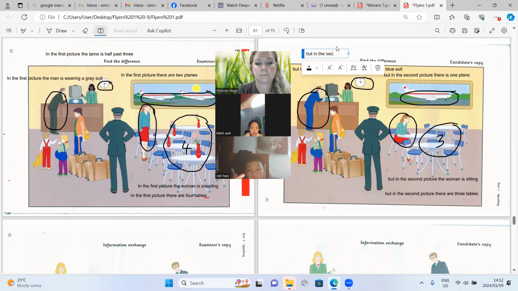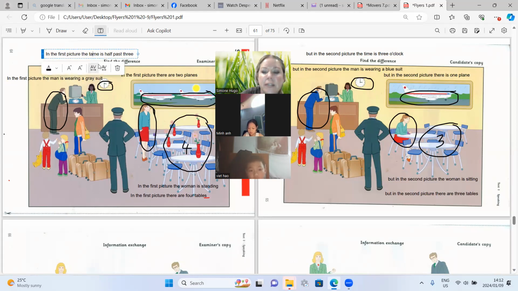But in the second picture, the time is 3 o'clock. Okay, so this one is 3 o'clock, but Minh An, for this one, we can just say in the first picture, the time is 3:30, which means 30 minutes past 3 o'clock. Okay.